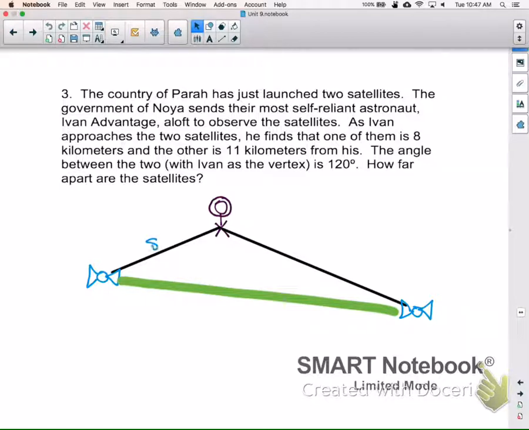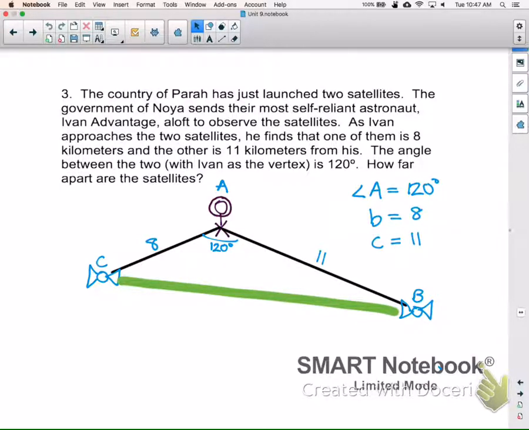We said this one was 8 kilometers away. This one is 11 kilometers away. Where is my 120 degree angle? In between them, right, with Ivan as the vertex. You may label your triangle however you like. Since Ivan is an astronaut, I am labeling him A for astronaut, and B and C over here. Which means, let's discuss what information we have. We have angle A, right? And then which sides do we have? B and C. Side B is what? 8, and side C is 11.